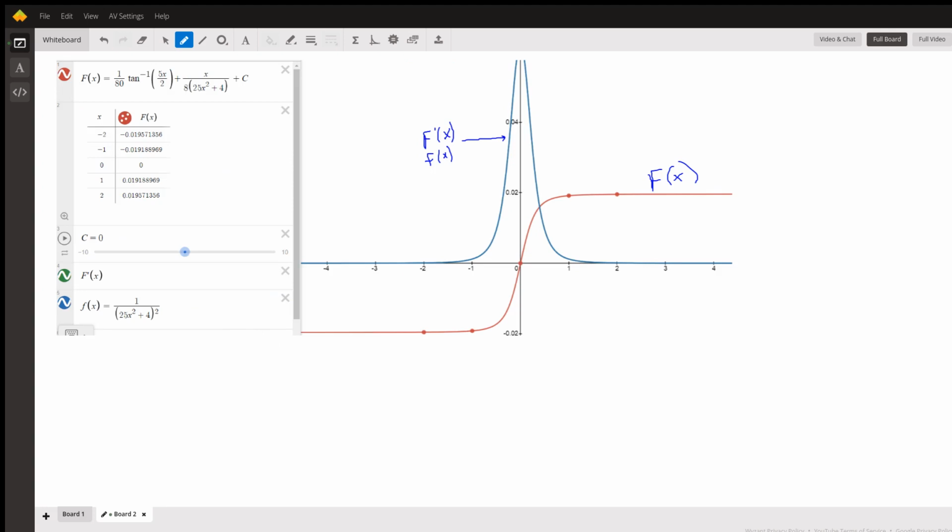Here's sort of proof in Desmos. Here's the original function in blue. Here's the antiderivative that I got, big F, this curve in red. And when I take the derivative of big F, that's f prime of x, these two graphs are identical. So that kind of proves that indeed that is the antiderivative for little f.